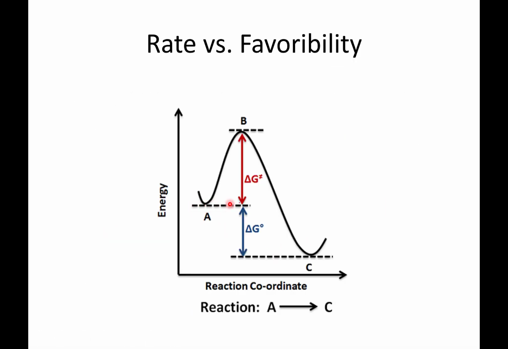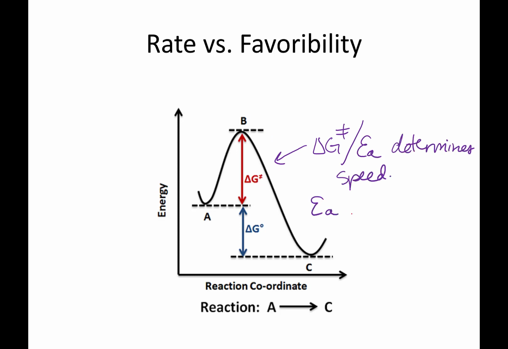So this difference in potential energy between our reactants and our products, this is delta G naught. If this is negative, this is going to favor our products. And this difference in potential energy between our reactants and our transition state is what we call the activation energy, or delta G double dagger. Remember, as your activation energy increases, the speed of your reaction decreases.